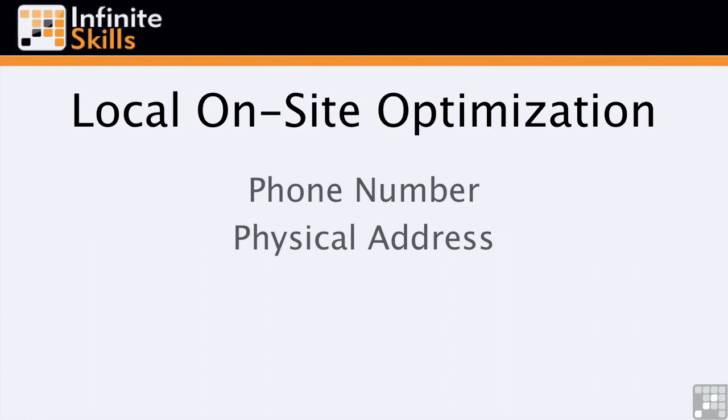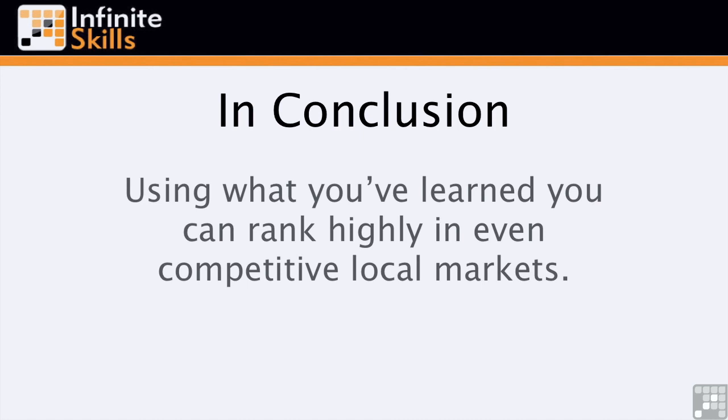I've found that it's a best practice to have it at least twice, maybe once in the header and once in the footer. That seems to tell Google very clearly that when they come to your site and see your phone number and your address on every single page, they trust that that's where you're located and you're more likely to have those pages show up in local searches. So in conclusion, using what you've learned in this session, you can rank highly in even very competitive local markets by acquiring these high authority local based links and doing a little bit of local on-page optimization.